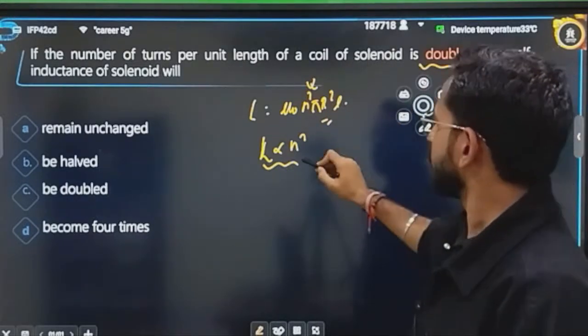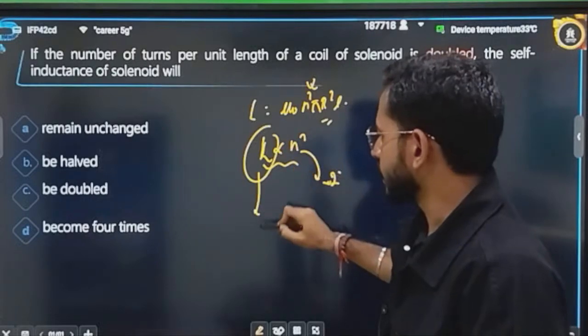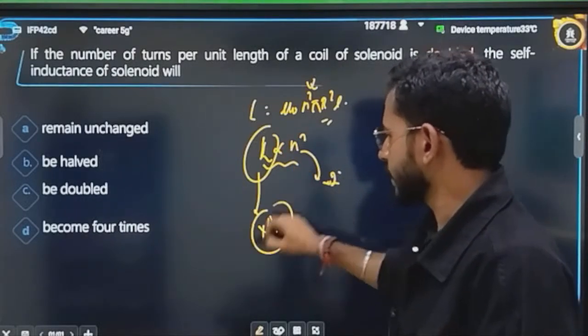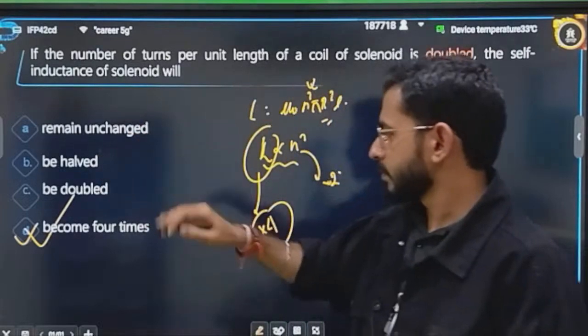Now you are making n double. If you are making it 2x, what will happen to the inductance? It will become 4x, correct? So I can say it will become 4 times, option D.